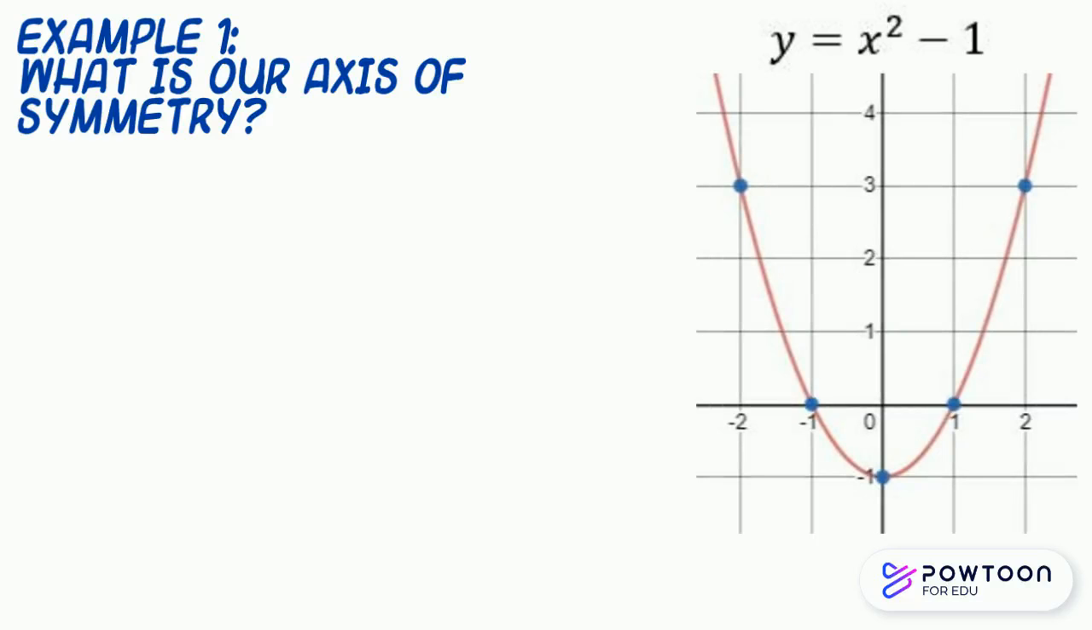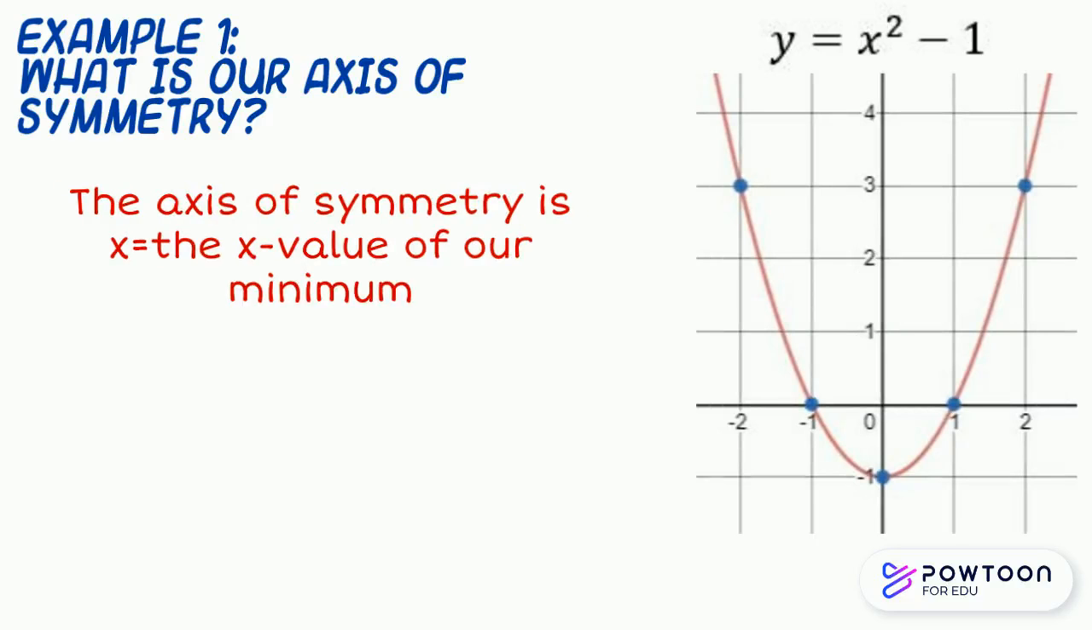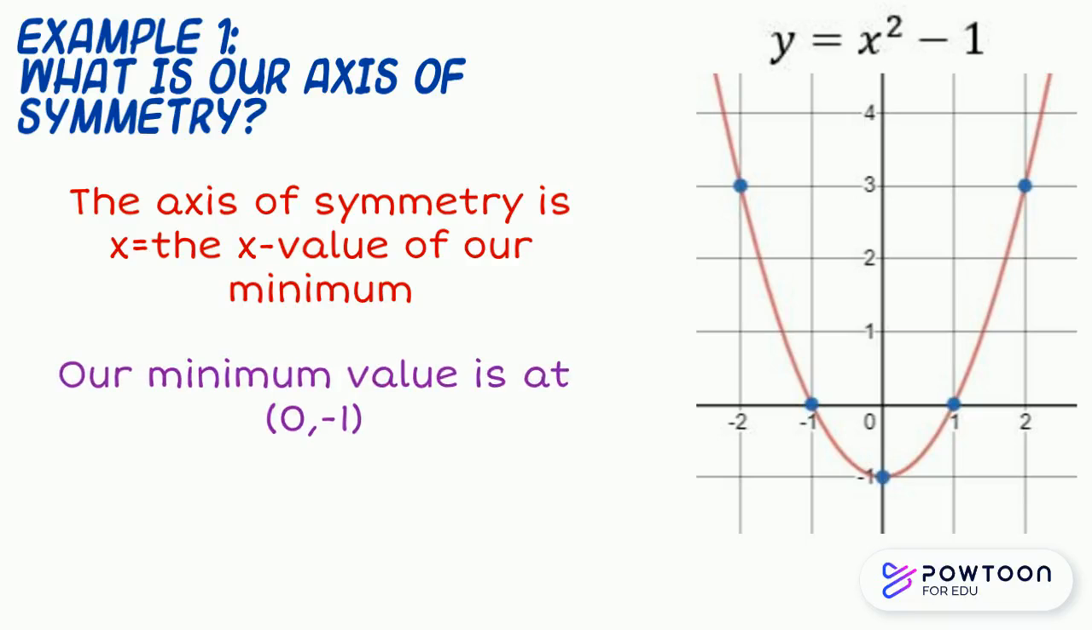Looking back at our first example one more time, we're going to find the axis of symmetry now. The axis of symmetry is just the x value of our minimum point. In this case, our minimum is at (0, -1), and the x value is 0 for that. So that means our axis of symmetry is just x equals 0.